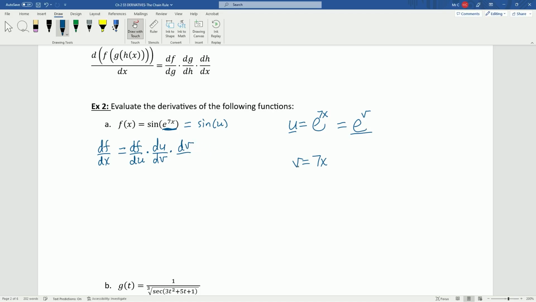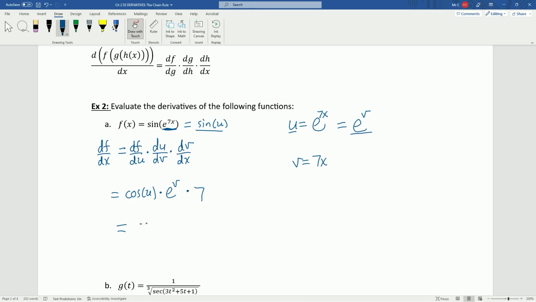Now I look at v. Do I know how to take its derivative with respect to x? Oh yeah, I do. That's just 7x. I know how to deal with that one. So now we go down the line and we do everything we've been doing. df du. Look at f with respect to u. The derivative of sine is cosine. Times du dv. U with respect to v. So I'm taking the derivative of e to the v. That's still e to the v. Times dv dx. The derivative of 7x is just 7.